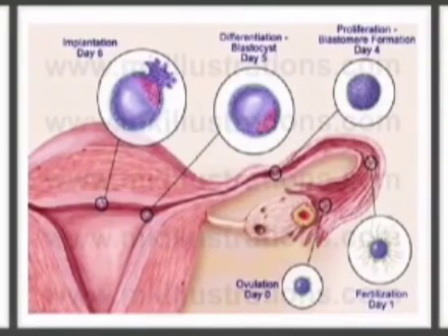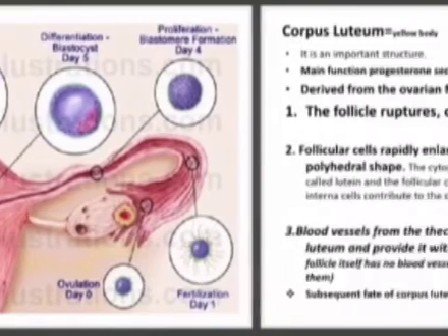You are looking here. This is a very beautiful depiction: ovulation, fertilization day 1, proliferation, blastomere day 4, differentiation, blastocyst day 5, implantation day 6. You are looking here at how this travels. After ovulation, how the ovum goes into the uterine tube by the fimbria, how fertilization takes place in the uterine tube, and then the zygote travels and gets implanted.